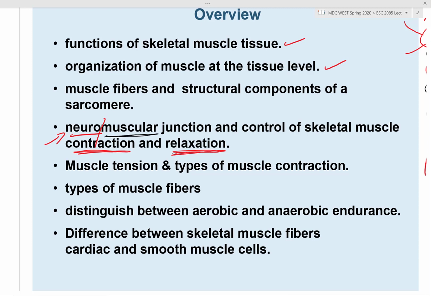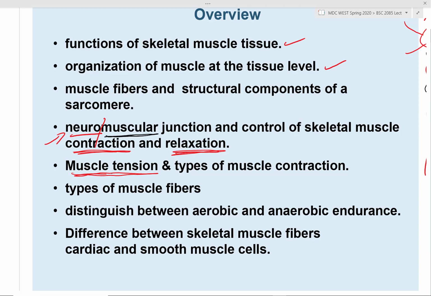Okay? So, of course, we're going to talk later more about the impulses, but right now we're just going to focus on the muscle. So, muscle tension and type of muscle contraction. What are we going to talk about with muscle tension? Well, every time you contract a muscle, please contract a muscle. If you want to do your biceps, your fists, your quads, your triceps, your glutes, whatever you want.